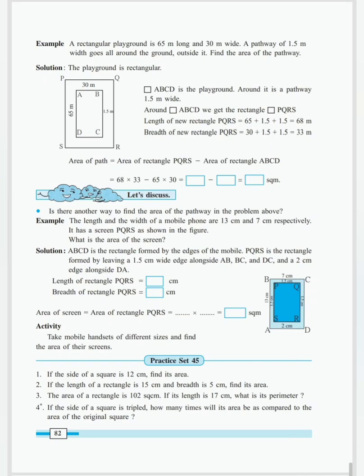We are getting two rectangles now. Same way as we have solved the first example, we will find the areas of both the rectangles, inside rectangle and outside rectangle, then subtract them. Whatever remains will be the area of that pathway.